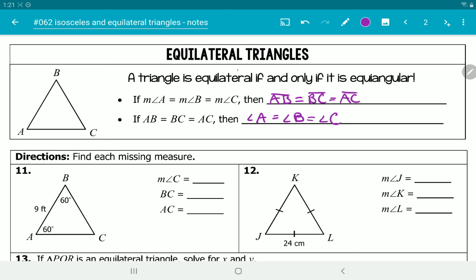So if you have all three sides the same, then you know all of the angles are the same. And if all the angles are the same, then you know all the sides are the same. And if you have an equilateral triangle, actually, so there's 180 degrees in a triangle, right? If it's divided into three equal angles, then it's going to be 60 degrees. So all equilateral triangles always have 60-degree angles.